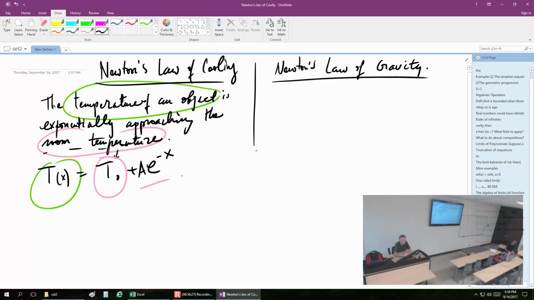And then if we want to describe it in terms of asymptotes, what do we say about this function T of x? You'll only have one asymptote, and it will be T naught. T naught is the horizontal asymptote.